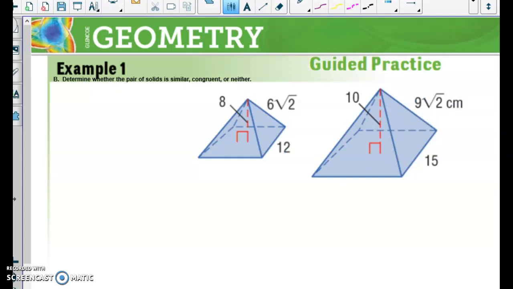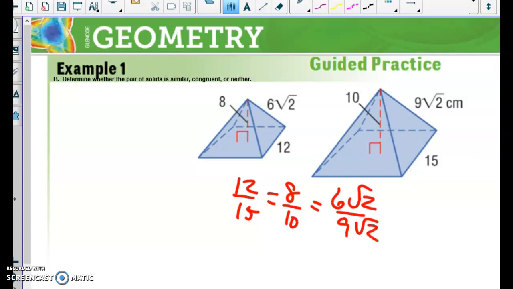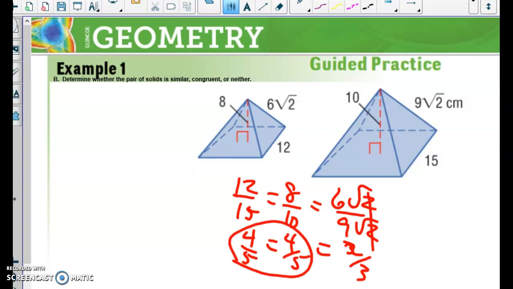Here we're just determining if they are similar, so I'm going to say 12 is to 15, as 8 is to 10, as 6 root 2 is to 9 root 2. Simplifying here, it looks like if I divide top and bottom by 3, I get 4/5, 4/5, and 2/3. So just because 2 of them are doesn't mean that they are similar. All 3 of the lengths given have to be in the same proportions. So we're going to say this is not similar.